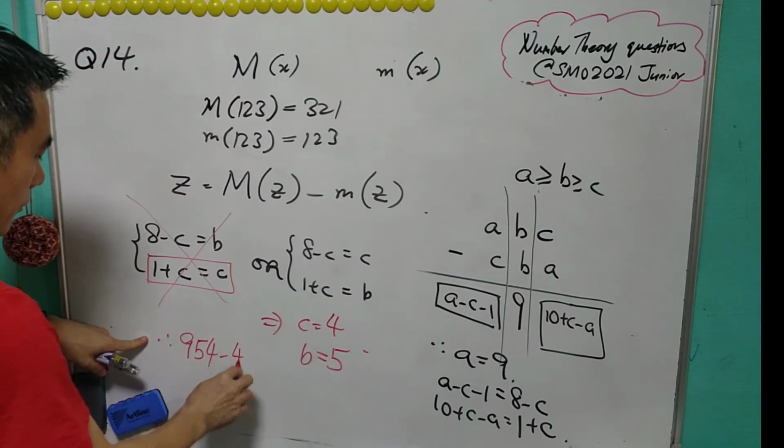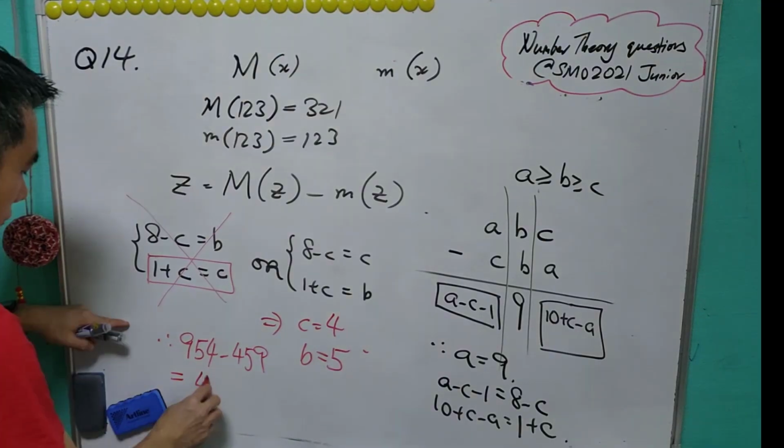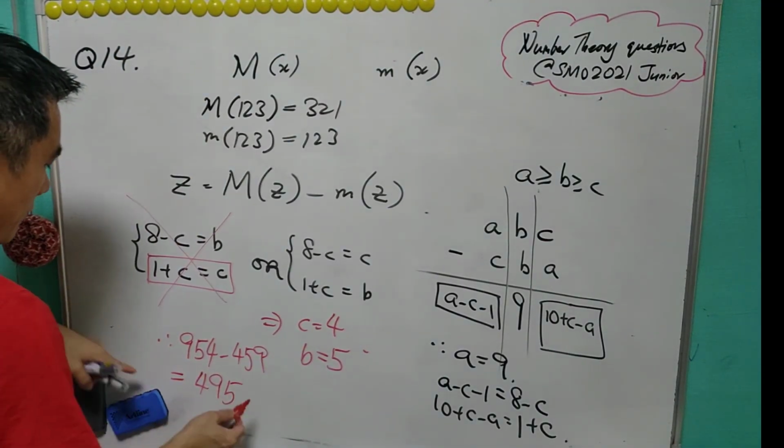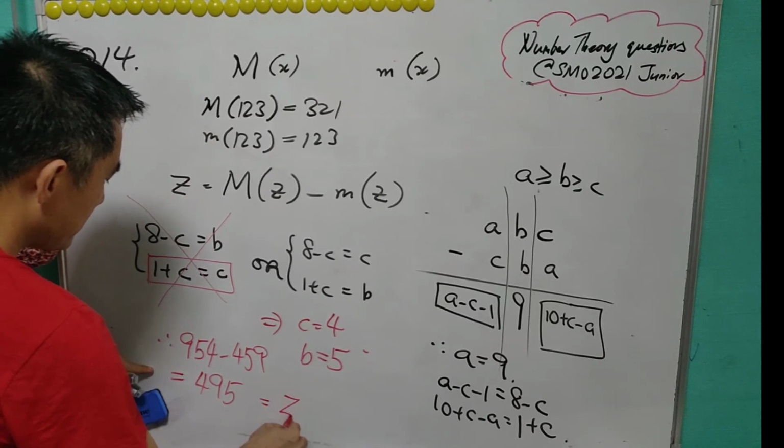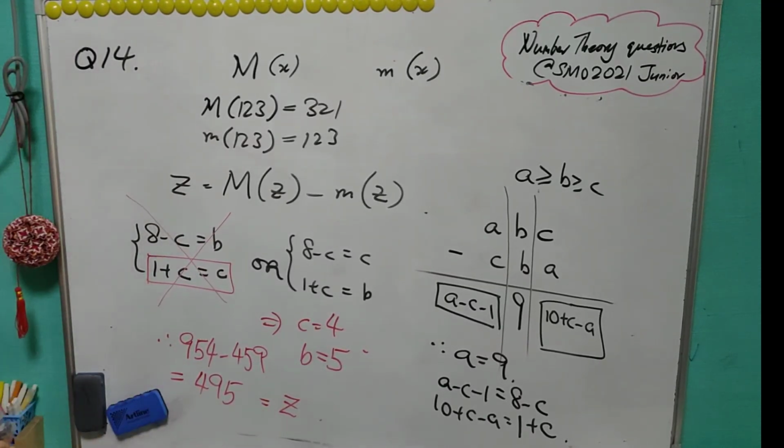954 minus 459 will equal 495. And 495 will be equal to this z. And therefore, 495 is the answer for question 14.